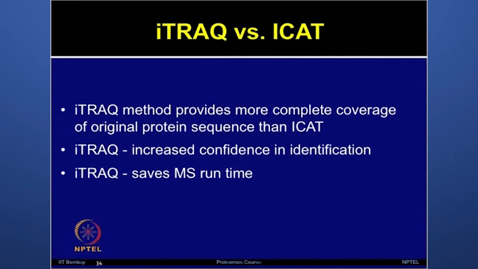Now, the iTRAQ method provides more complete coverage of the original protein sequence than the ICAT method, because every proteolytic peptide is tagged at the end terminus. So, tagging is not limited to the cysteine residues as was the case with ICAT. In iTRAQ, there is increased confidence in the identification of the proteins. In iTRAQ, all the precursor ions are isobaric, so it saves some MS run time.